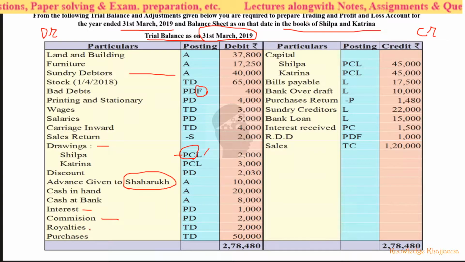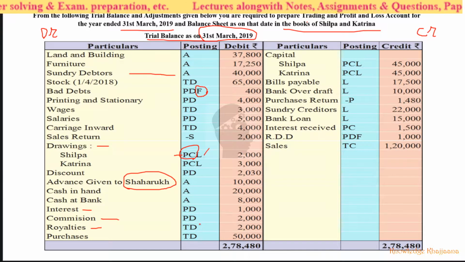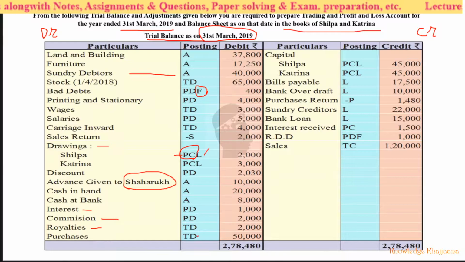Royalties. See, here only royalties is given. Means these are royalties paid for purchasing or production, okay, so manufacturing. These royalties will come to the trading account debit side. If it had been given as royalties on sales, then it would have come to the profit and loss account debit side. But here only royalties is given, means trading account debit side. Purchases, obviously trading account debit side.